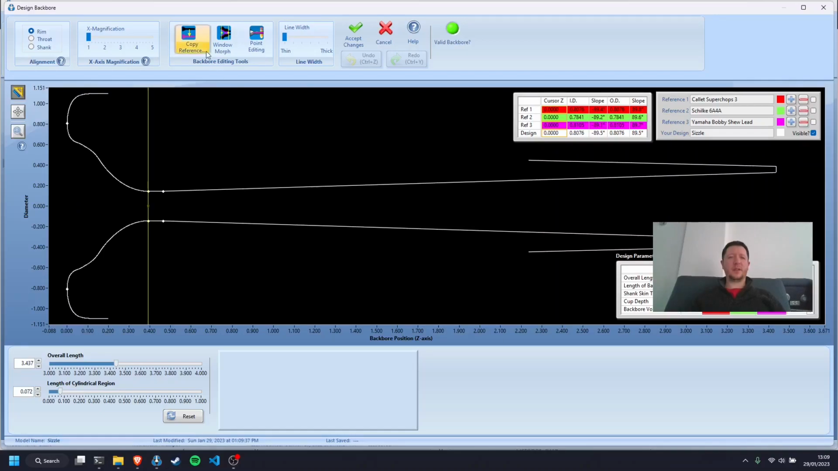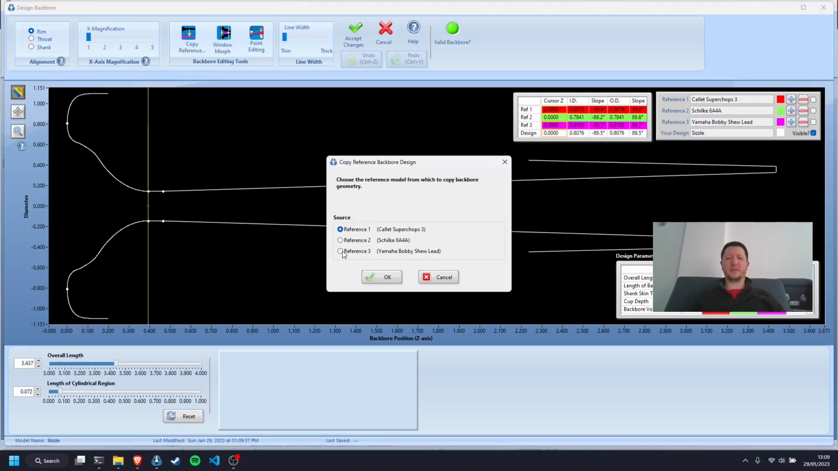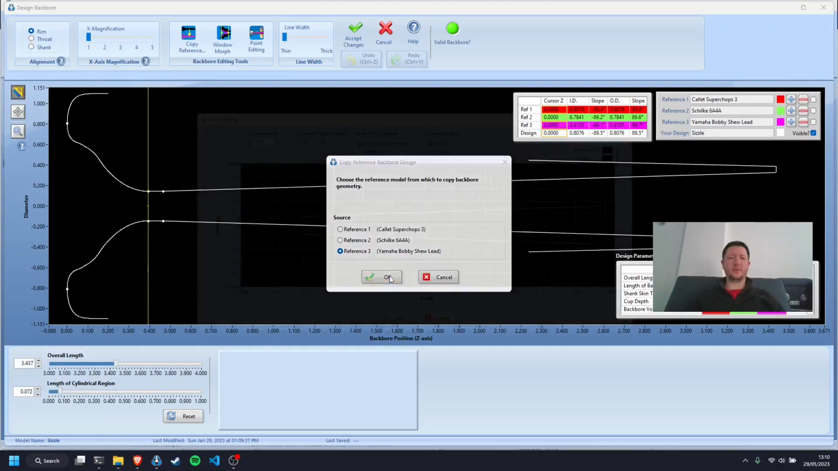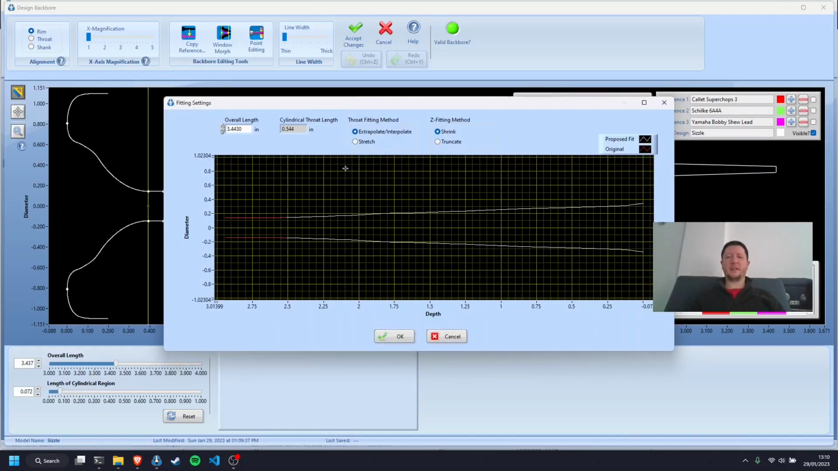What we're going to do is, just like before, copy reference, add the Yamaha Bobby Shoe lead. Now this here is essentially all about deciding the length of the throat. Sorry, the length of the throat is here, and then this is the overall length of the mouthpiece.